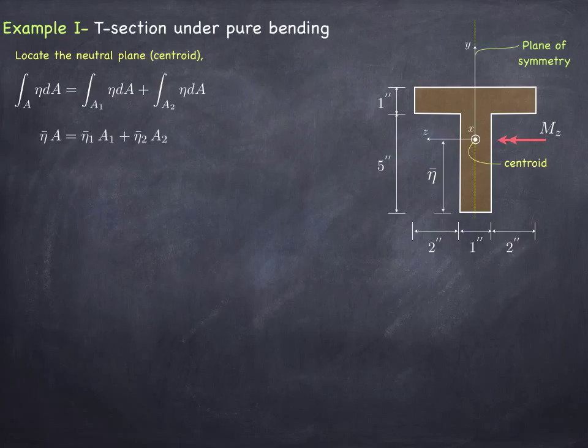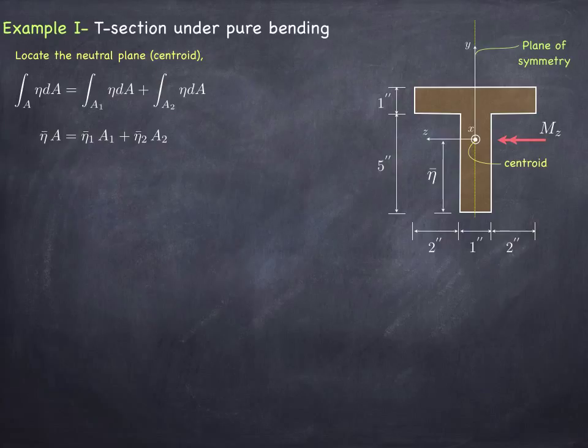So this means that I can compute their first moments of area relative to the bottom of the T section by multiplying the distance of their centroids from the bottom, which are denoted as eta 1 bar and eta 2 bar, with their areas, which are denoted as A1 and A2. And this sum total must be equal to the total area multiplied by none other than eta bar, which is what I'm trying to find.